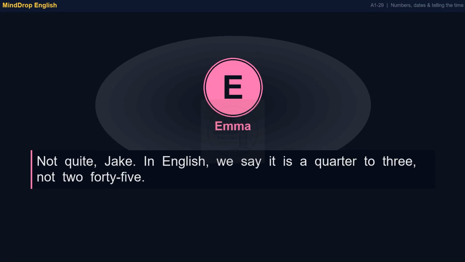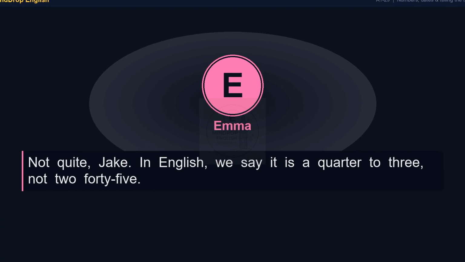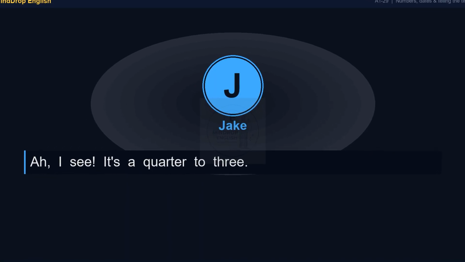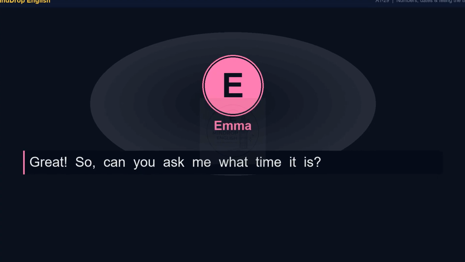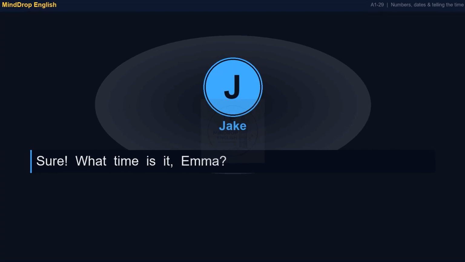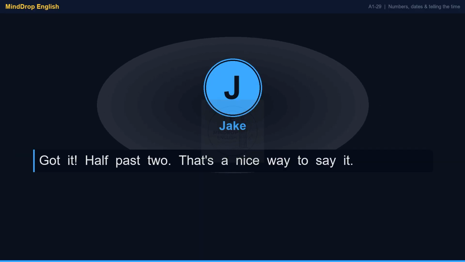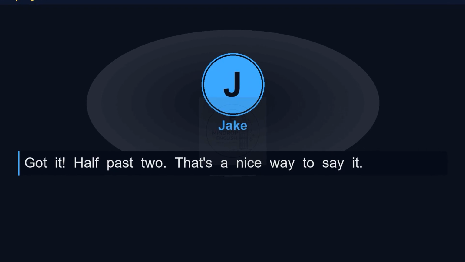Not quite, Jake. In English, we say it is 2:45, not 2:45. I see. It's 2:45. Great. So, can you ask me what time it is? Sure. What time is it, Emma? It's 2:30. Got it. 2:30. That's a nice way to say it.